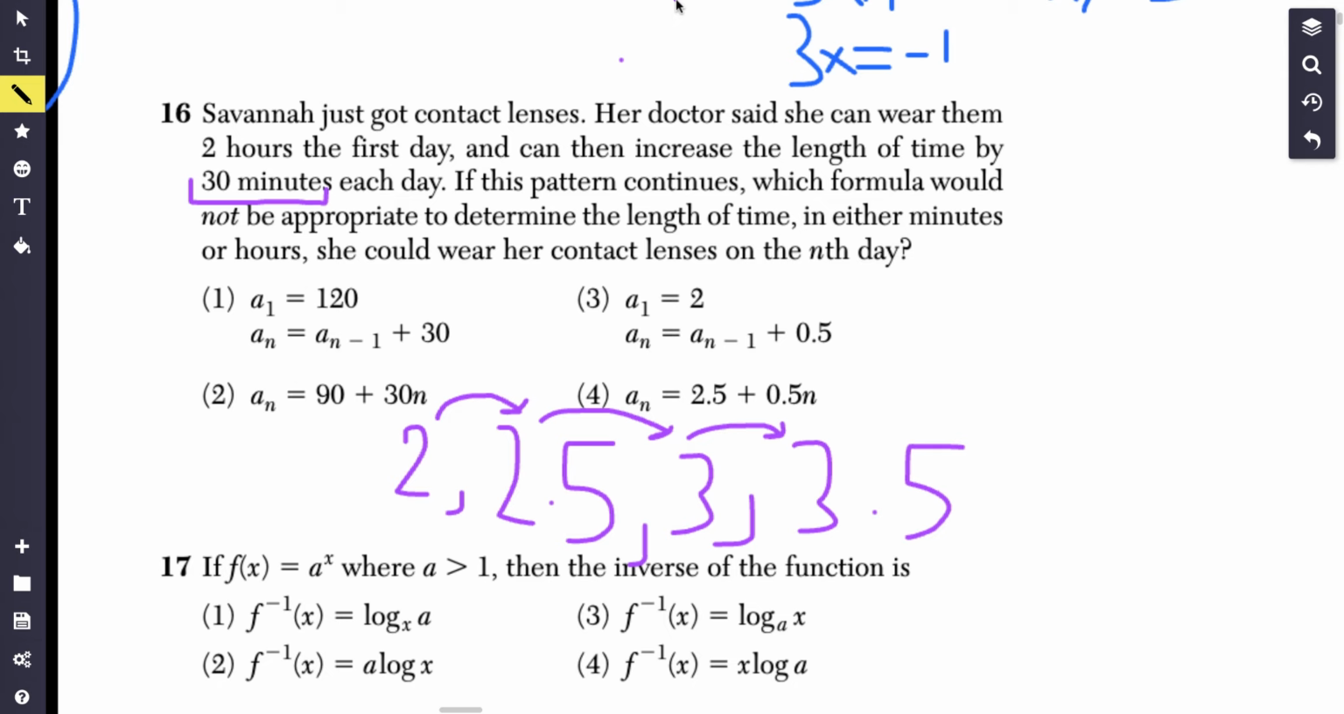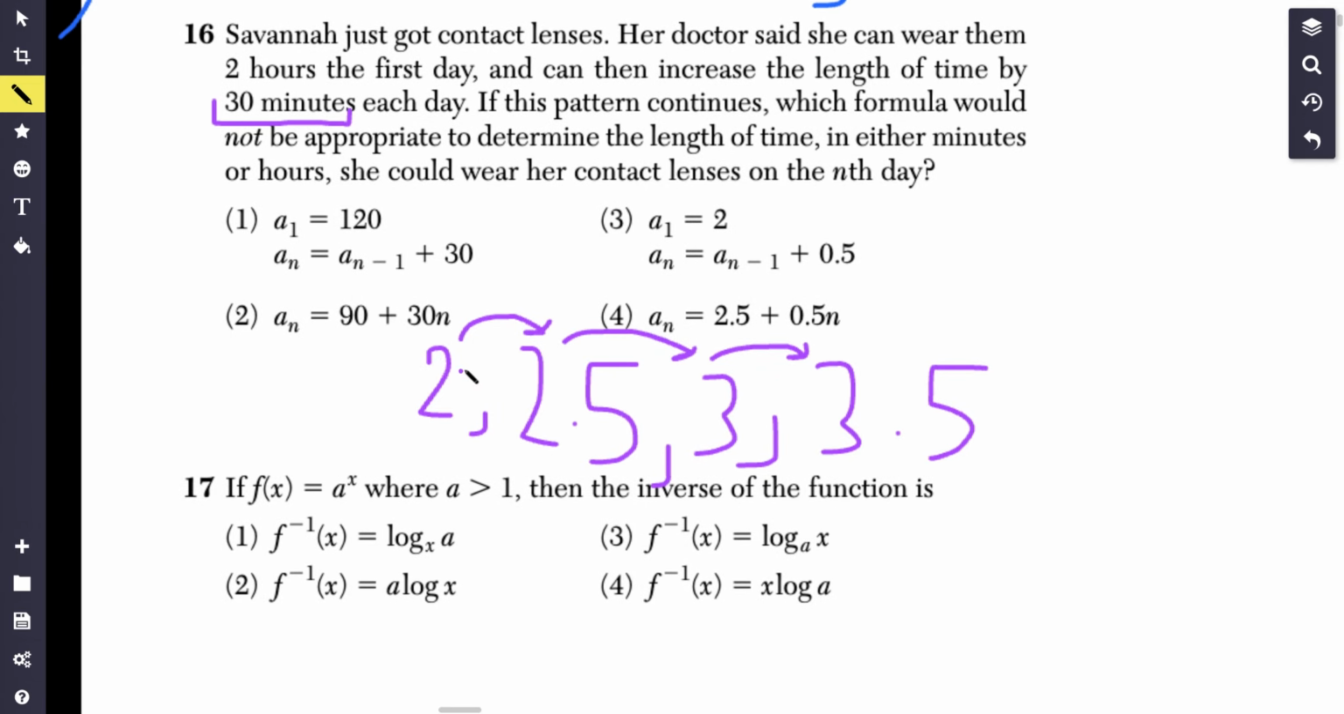Okay. Now, on the first day, we said 2 hours, right? To represent this, we use this kind of script. So a sub 1, this is how you write it. Your first term is 2, your second term, a sub 2, is 2.5 hours, and so on.